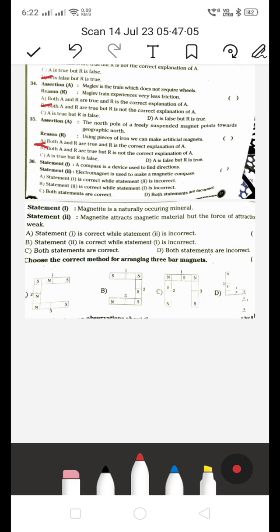Next, statement 1 and statement 2. Statement 1: a compass is a device used to find direction. Statement 2: electromagnet is used to make a magnetic compass. A, statement 1 is correct while statement 2 is incorrect. B, statement 2 is correct while statement 1 is incorrect. C, both statements are correct. And D, both statements are incorrect. Which is the right answer? A compass is a device used to find direction. So A is right.